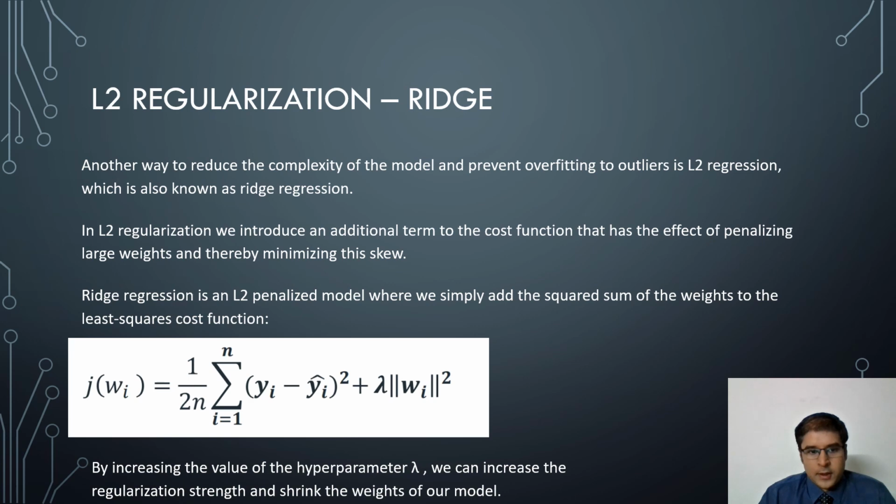What it does is it penalizes those outliers by introducing an additional term to the cost function that has the effect of penalizing large weights and thereby minimizing this skew. So ridge regression is an L2 penalized model where we simply add the squared sum of the weights to the least squares cost function. Lambda is the hyperparameter here, and instead of wi we use wi squared. By increasing the value of the hyperparameter lambda, we can increase the regularization strength and shrink the weights of our model. The more the lambda, the more compact our model is.